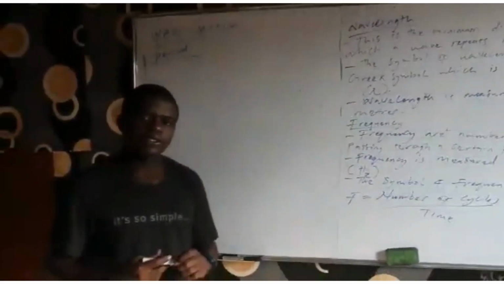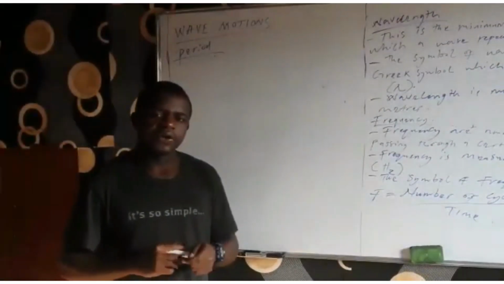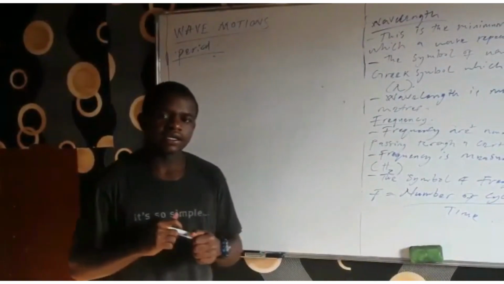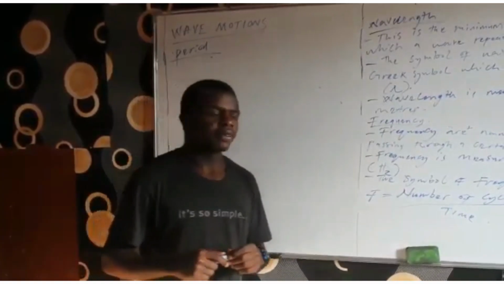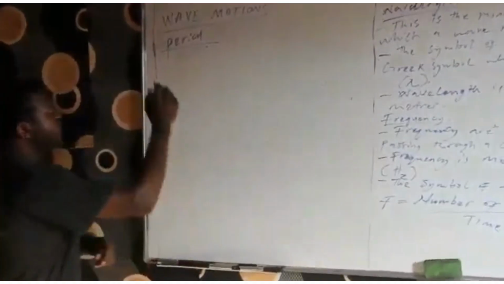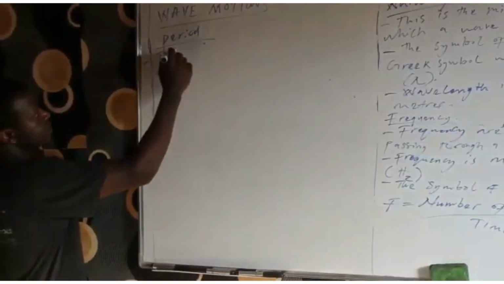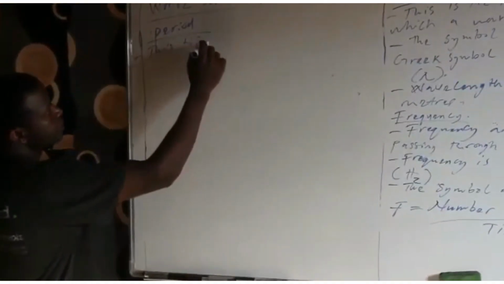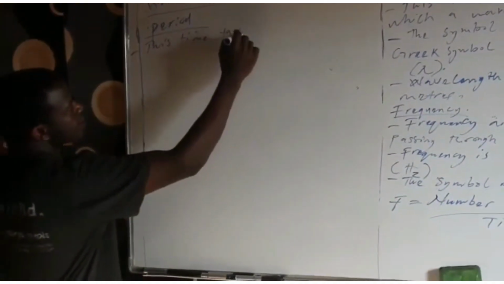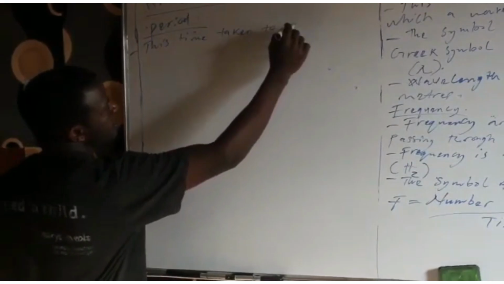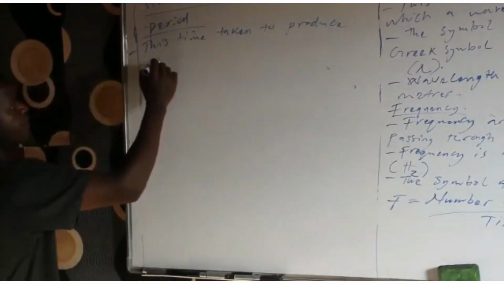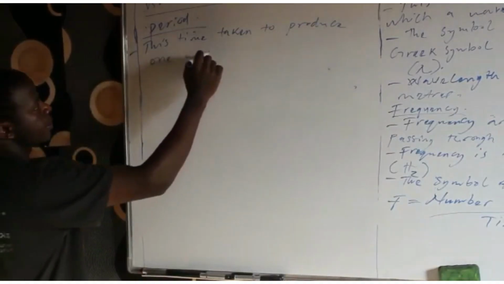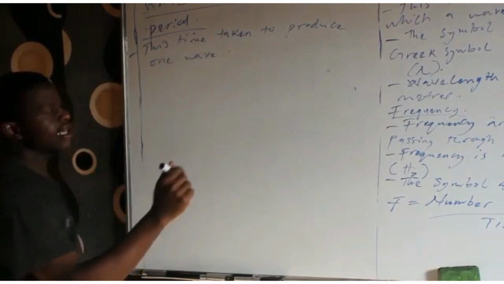So period is defined as the time taken to produce one wave, and period is measured in seconds. And the symbol of period is capital letter T. So period is defined as the time taken to produce one wave, and period is measured in seconds.